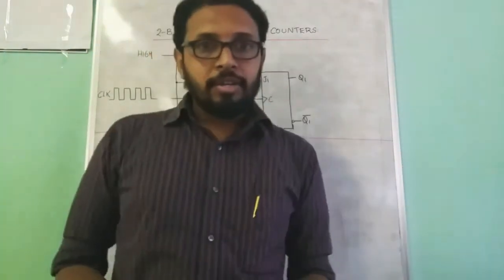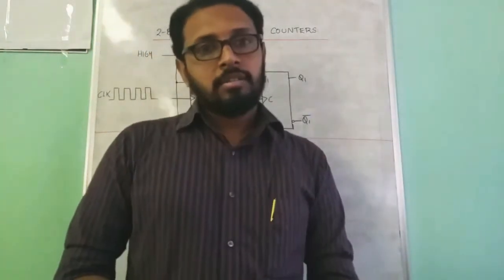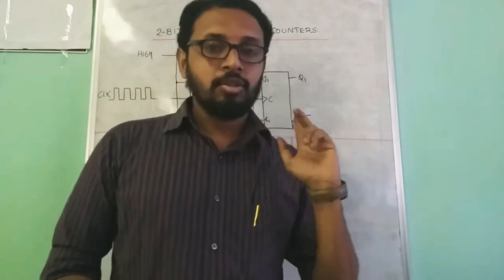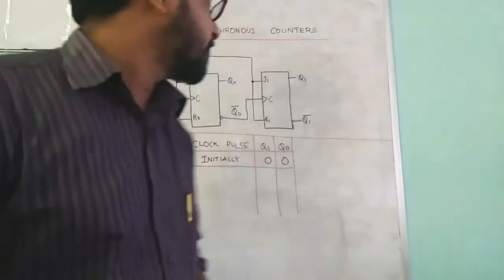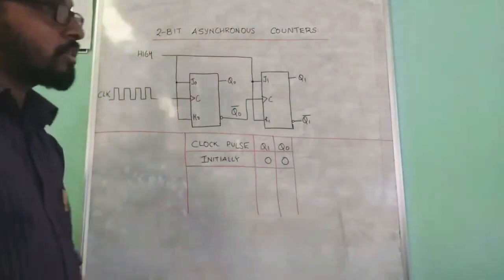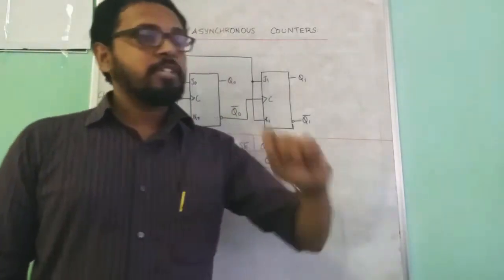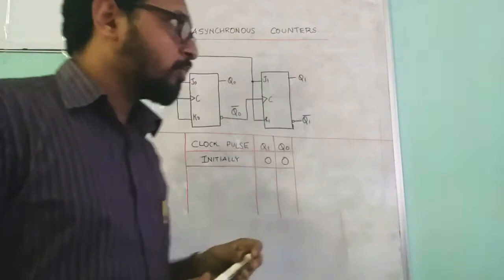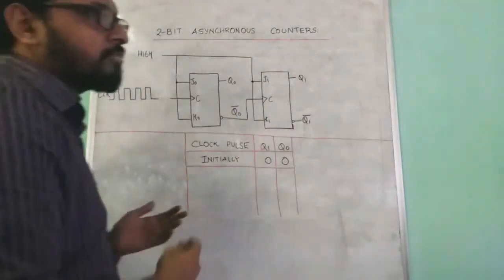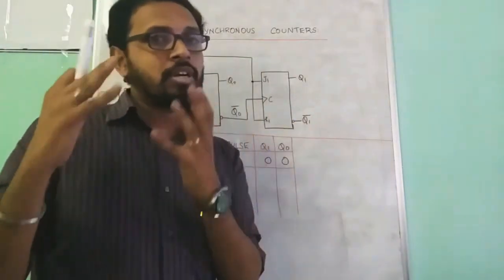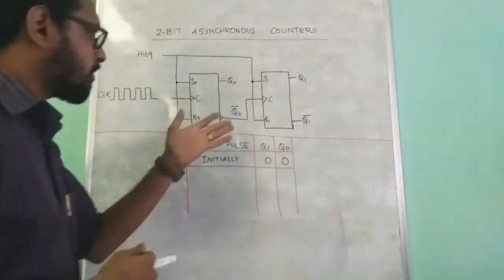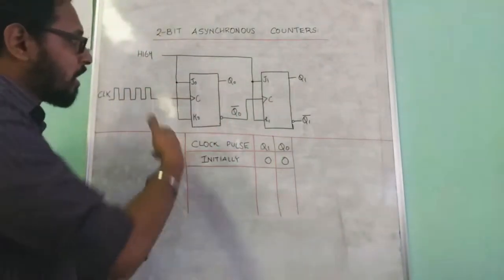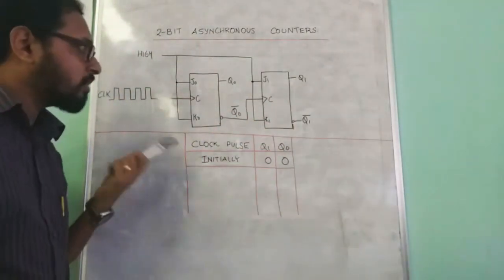We go directly into the design part. First, it's a 2-bit asynchronous counter. The first thing we need to understand is that it's asynchronous, so there is not much to consider when we go for the design part. That's why I have already drawn the figure.